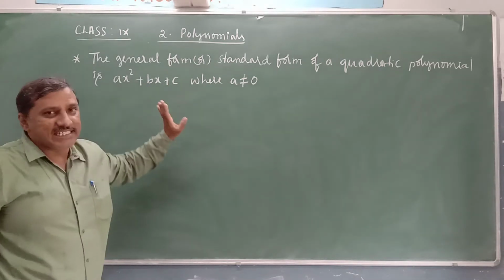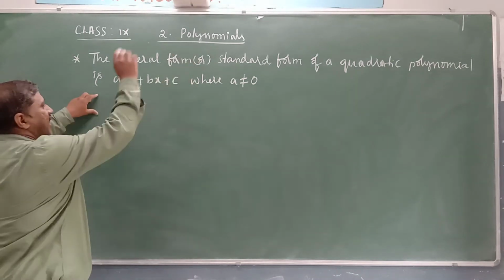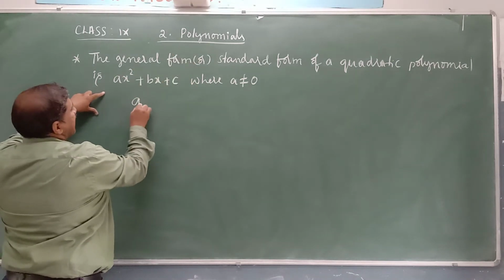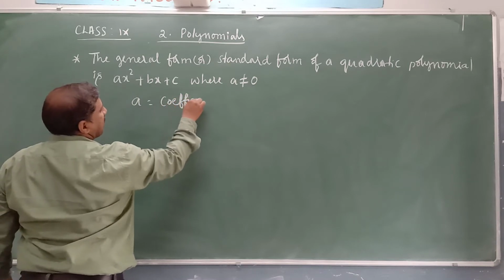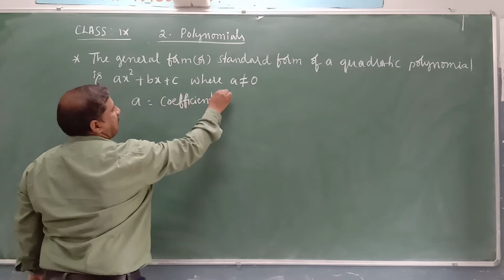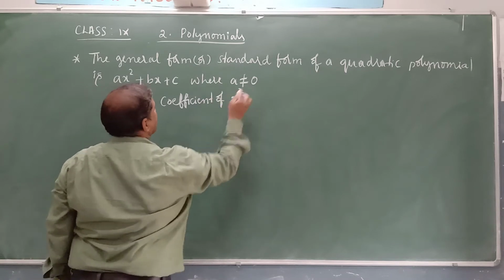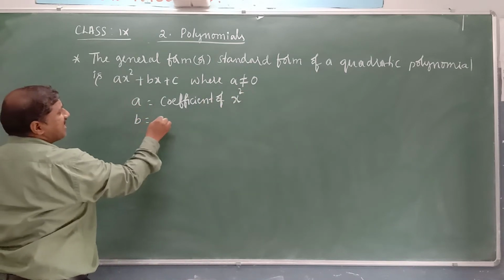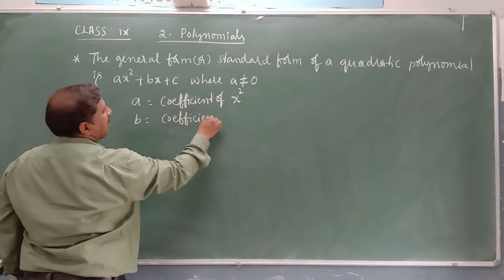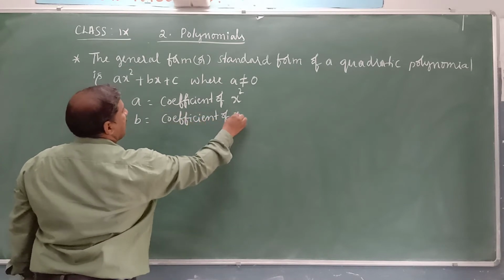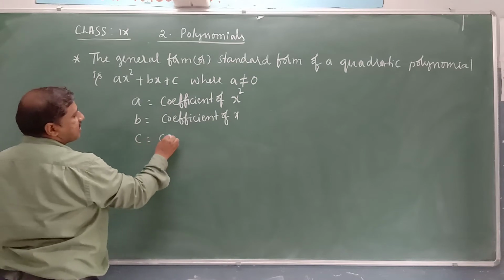So here a is not equal to 0, where a is the coefficient of x square, and b is the coefficient of x, and c is the constant term.